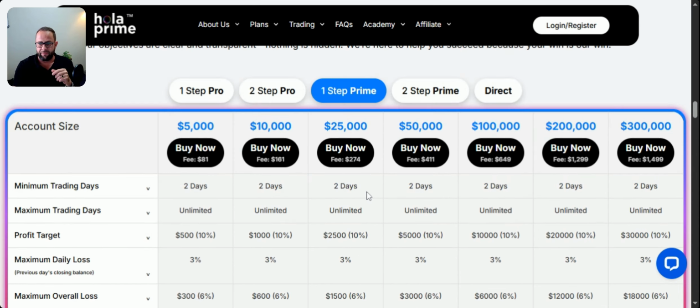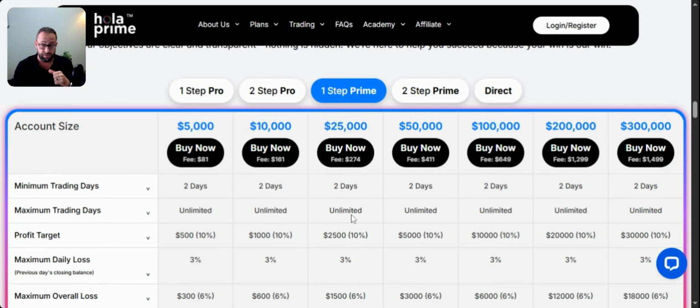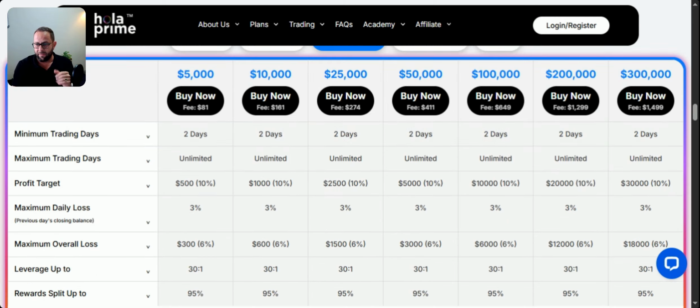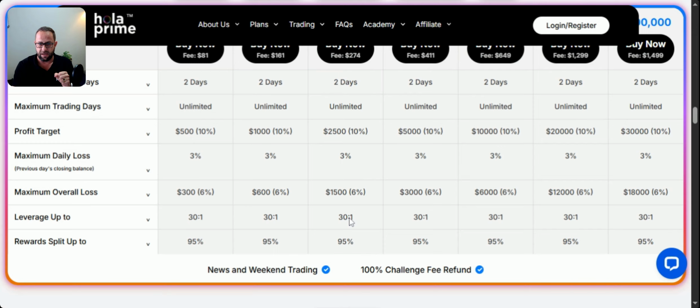Now, you're probably familiar with all of these rules or these targets that you need to reach for you to pass this challenge or the challenges in the first place. So, just for explanation purposes, let's assume you're taking a one-step prime account challenge, and you want to trade with a $25,000 account size. Then hereby it says your maximum overall loss is $1,500.